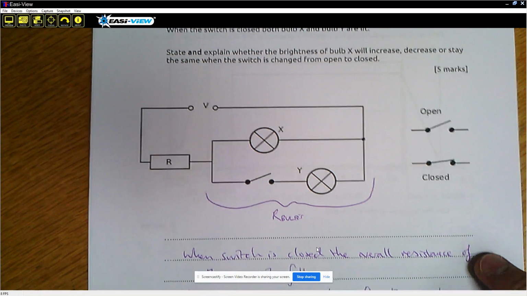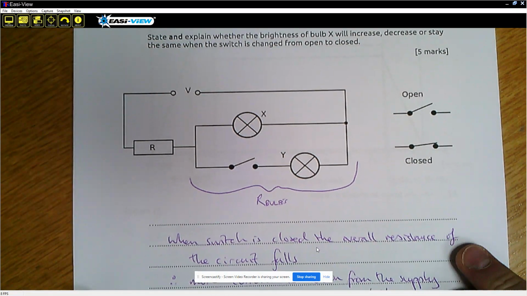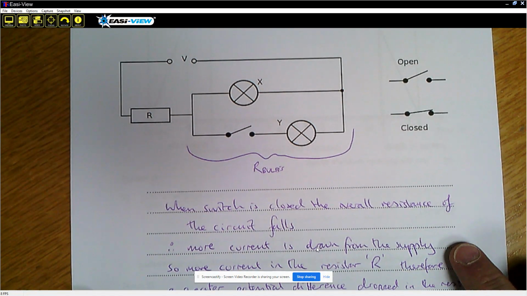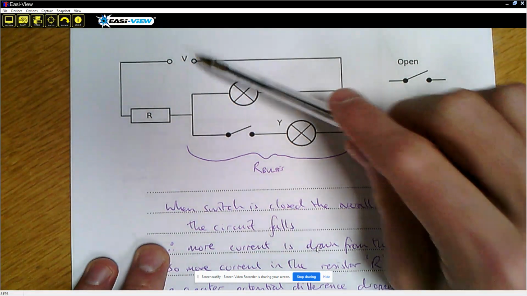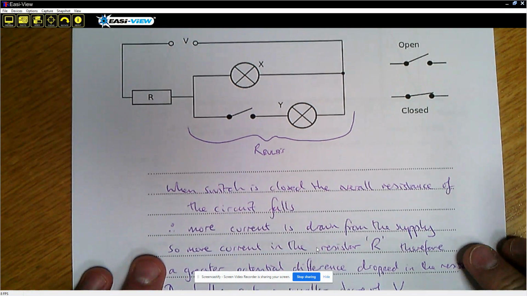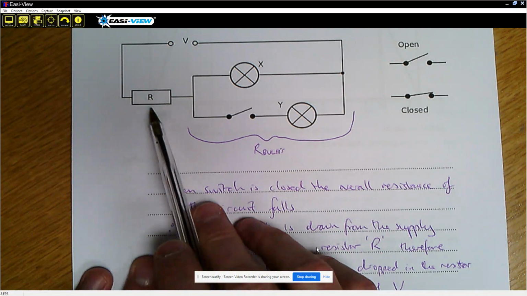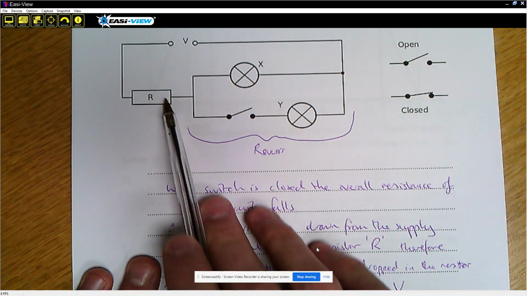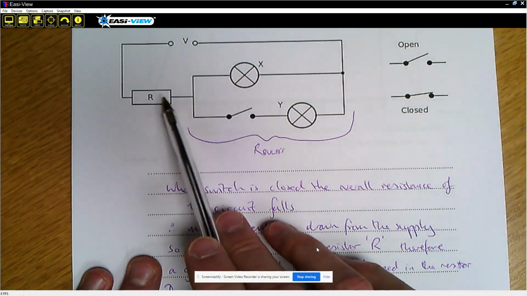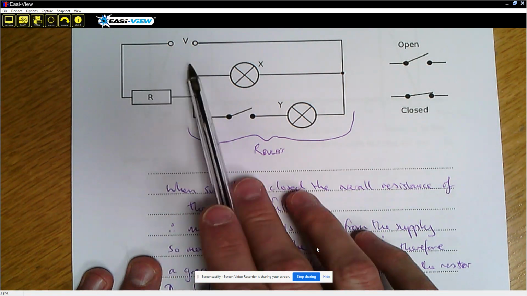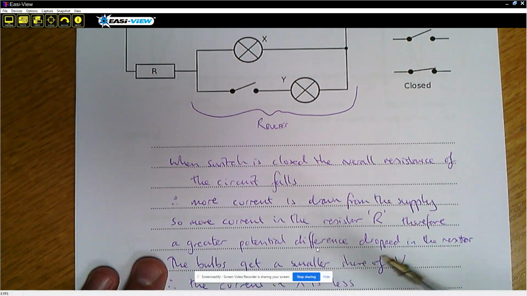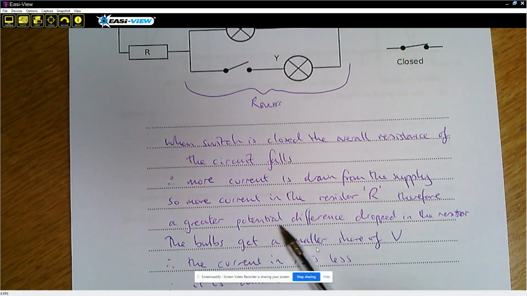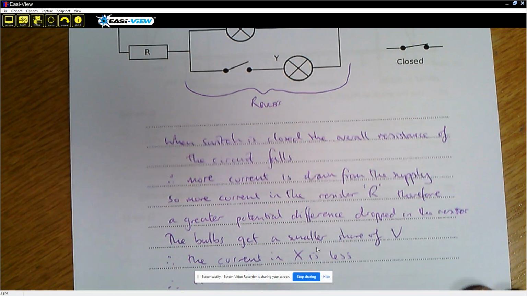So if I go through my solution to this, when the switch is closed, the overall resistance of the circuit falls. Therefore, more current is drawn from the supply, and I'm referring to this voltage source as our supply. So more current is in the resistor R. It's got no choice of route, so there must be more current in this resistor. If there's more current in this resistor, then this resistor gets a bigger share of the voltage. And you can use V equals IR to show that. So more current in the resistor R, therefore a greater potential difference drops in the resistor.